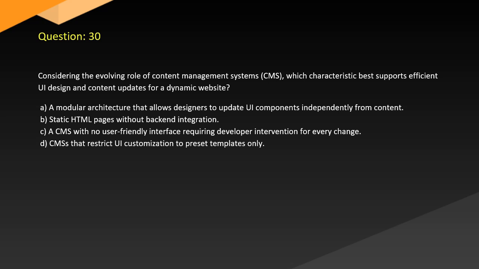Question 30. Considering the evolving role of content management systems, CMS, which characteristic best supports efficient UI design and content updates for a dynamic website? A. A modular architecture that allows designers to update UI components independently from content. B. Static HTML pages without backend integration. C. A CMS with a new user-friendly interface requiring developer intervention for every change. D. CSS that restricts UI customization to preset templates only.